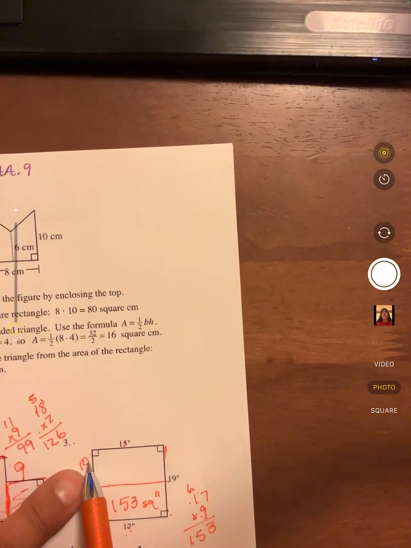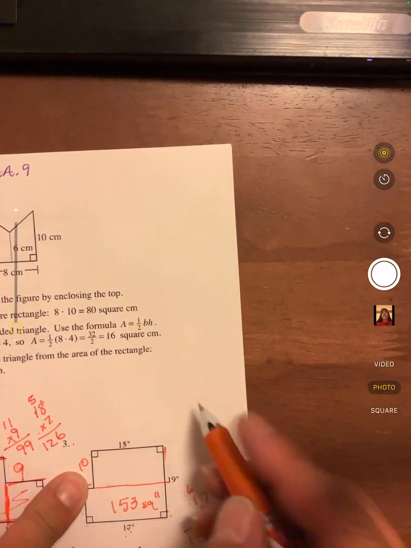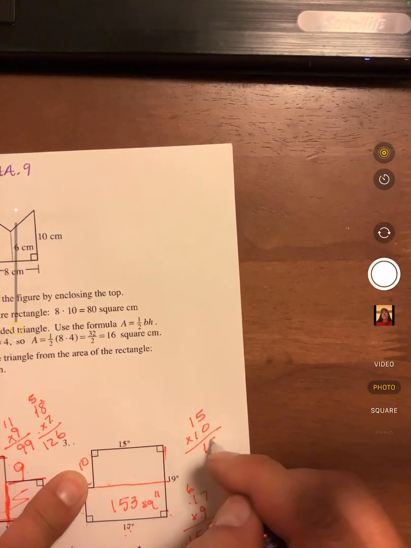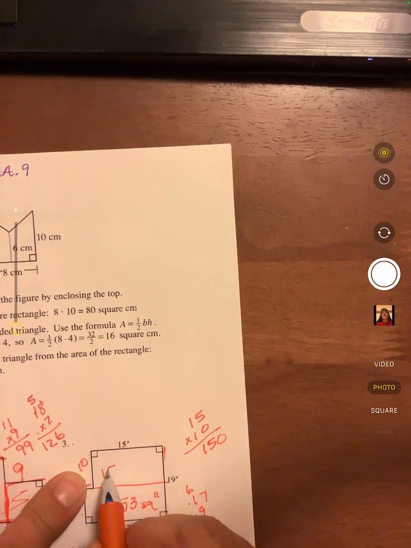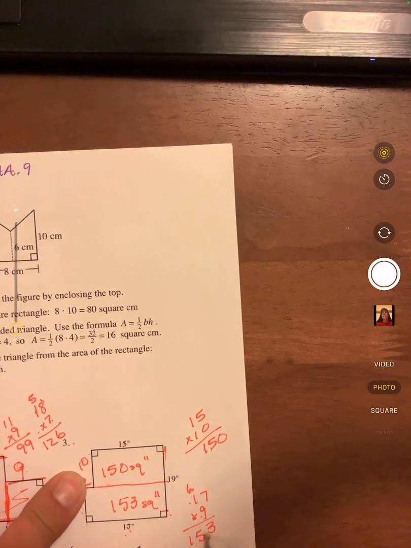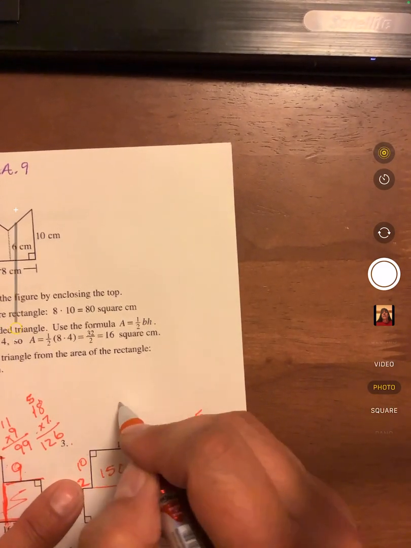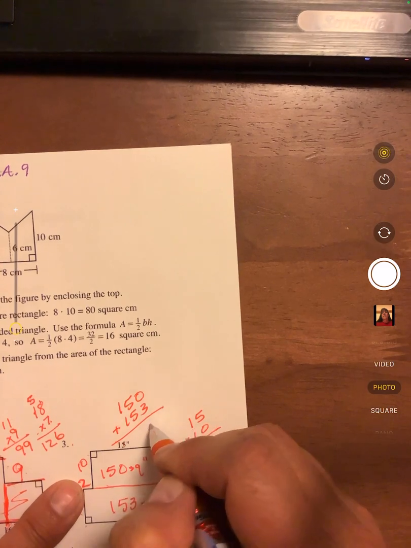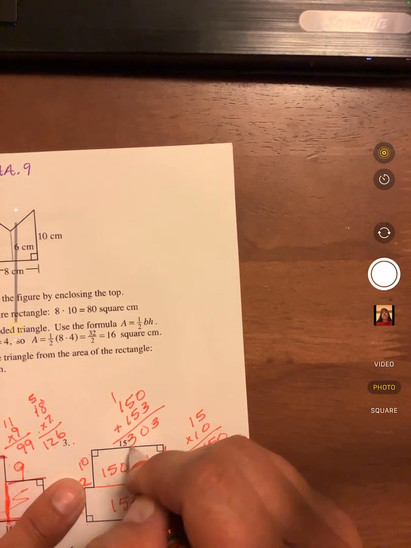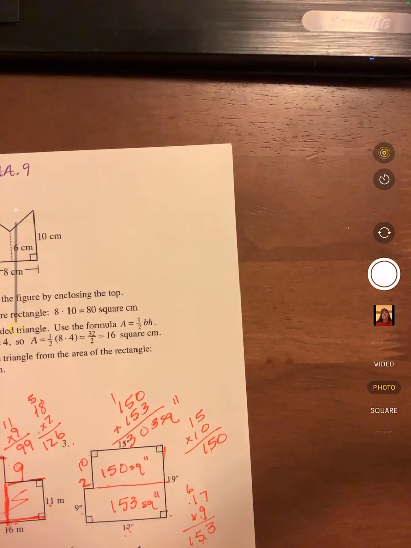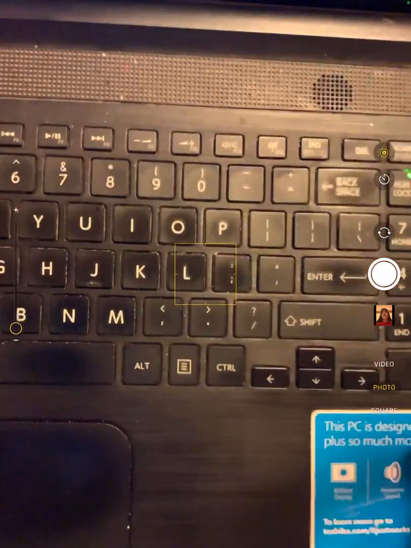Now we've got 10 times 15 here. That would be 150. So this is 150 square inches. So now I add these two numbers together to come up with the whole thing. 150 plus 153 is 303 square inches. Okay, now let's look at IXL, because IXL is a little bit nicer about the numbers.